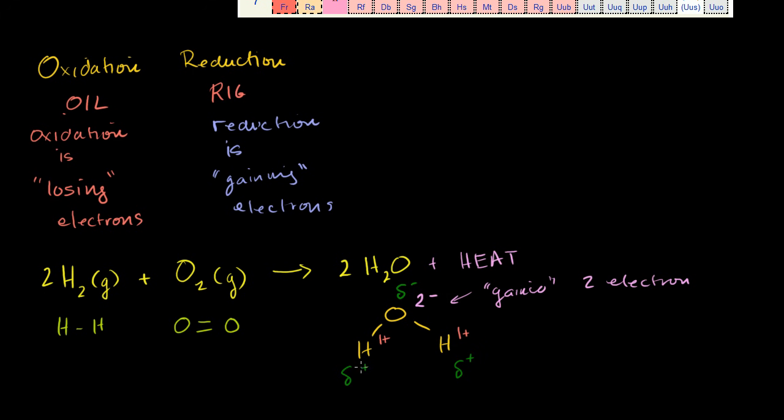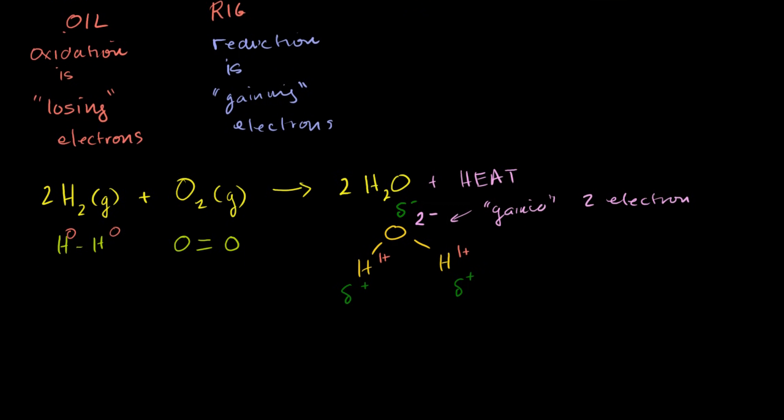So you could say, by combusting the hydrogen with the oxygen, that the hydrogens, before, had a 0 oxidation state, right? Each of these hydrogens had a 0 oxidation state. Now they have a 1 plus oxidation state because they lost their electrons when they bonded with the oxygen. So we say that these hydrogens have been oxidized. We say that the hydrogen has been oxidized.